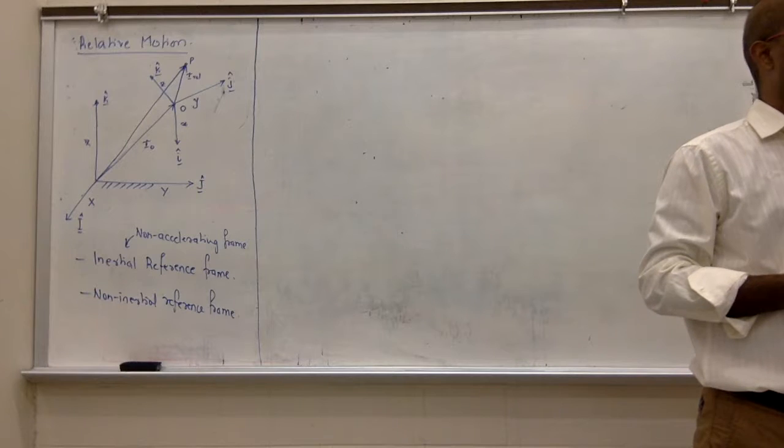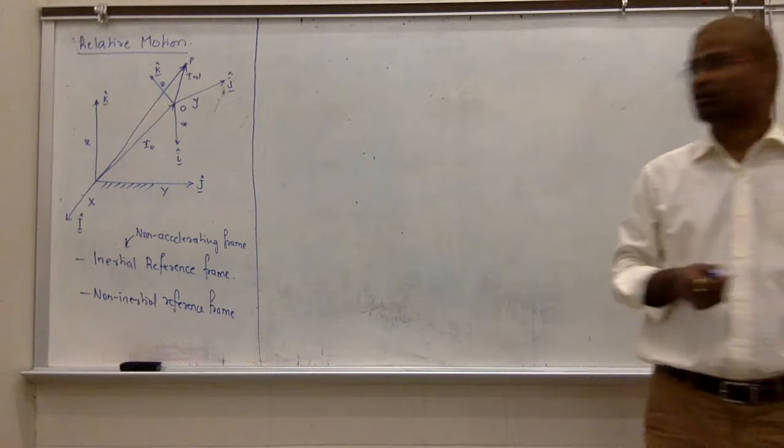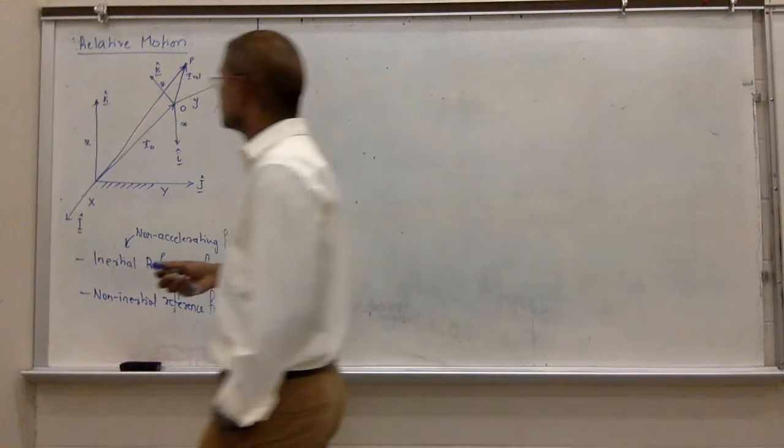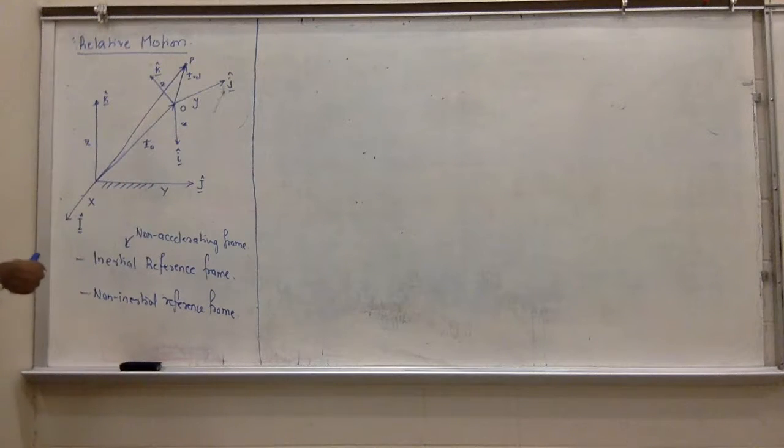Yes. What is the P? This is P. I'll come to that. So just think about this inertial reference frame or non-accelerating frame. A set of points moving with a constant velocity is an inertial reference frame, which means a non-accelerating frame. Okay.